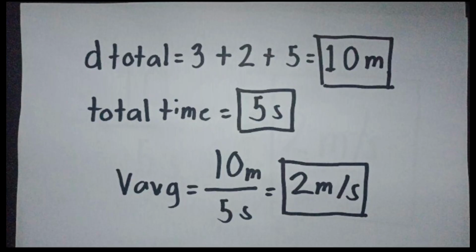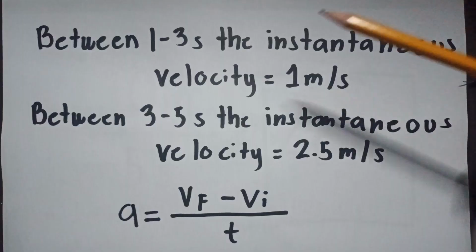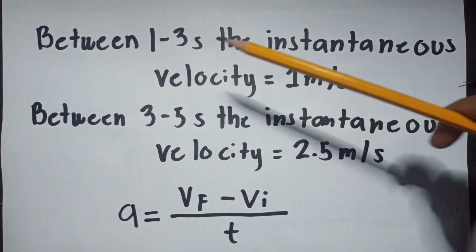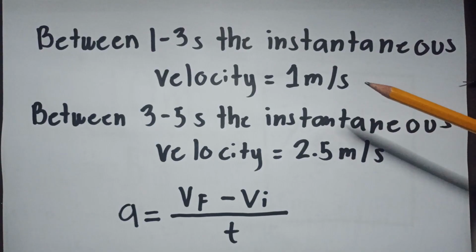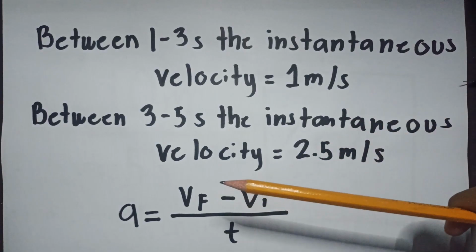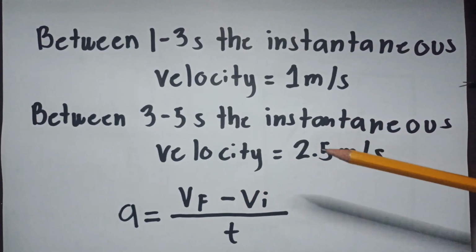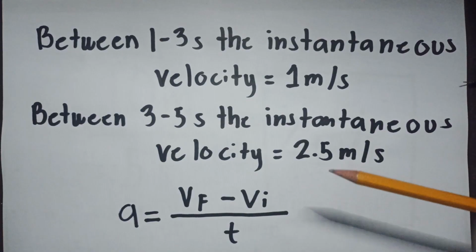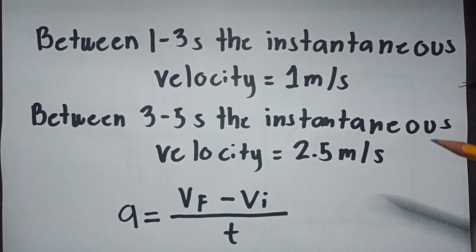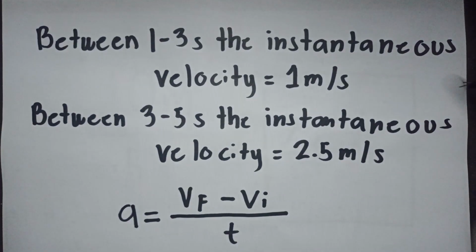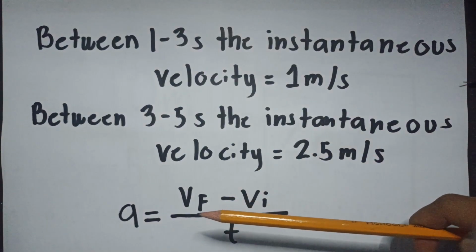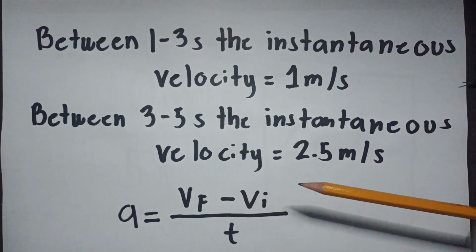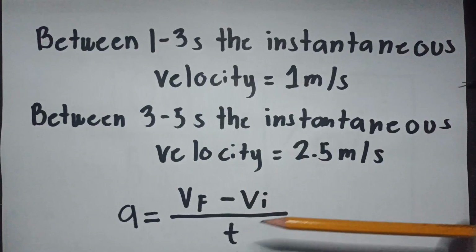Now let's move forward using instantaneous velocity and acceleration. Between 1 to 3 seconds, the instantaneous velocity is 1 meter per second. And between 3 to 5 seconds, the instantaneous velocity is 2.5 meters per second. To solve this, we use this formula: a is equal to v sub f minus v sub i over t.